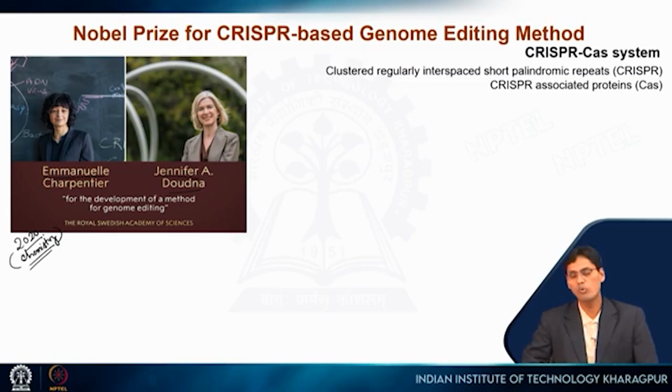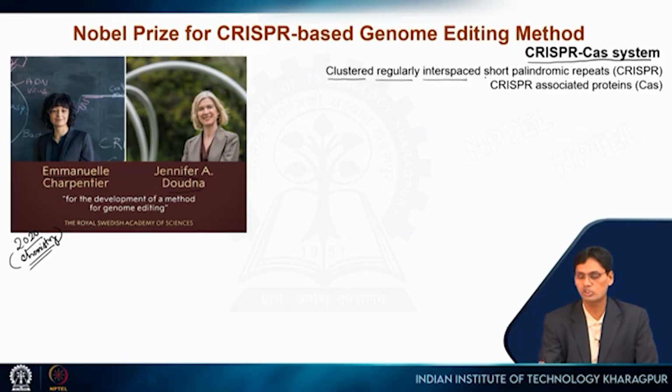They got the Nobel Prize in Chemistry in 2020 for their gene editing technique based on the CRISPR-Cas system. So what is the CRISPR-Cas system? That I would like to highlight. I would not go into much detail, but I will introduce the idea. CRISPR is a very big name. It stands for clustered regularly interspaced short palindromic repeats. Very big name. If you forget it, nothing will happen.